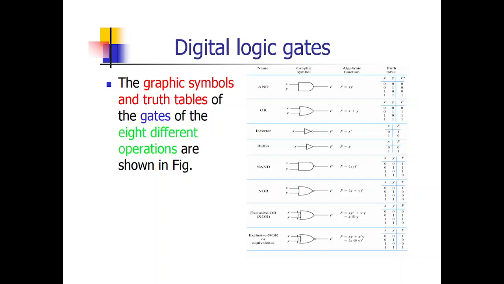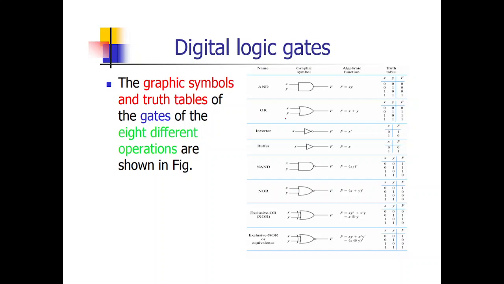And the truth table: inputs are x and y, output is f. If all the inputs are 1, then the output is 1, otherwise the output is 0. So for the AND gate, only if all the inputs are 1 will the output be 1. For all the remaining, it will be 0.